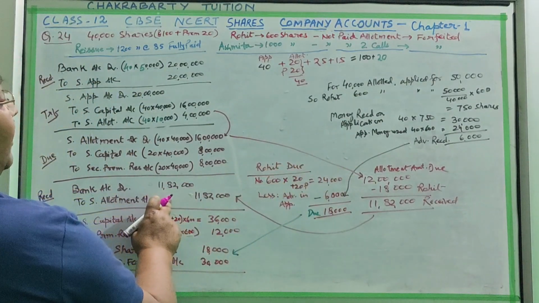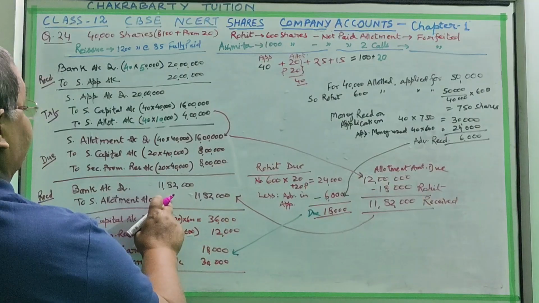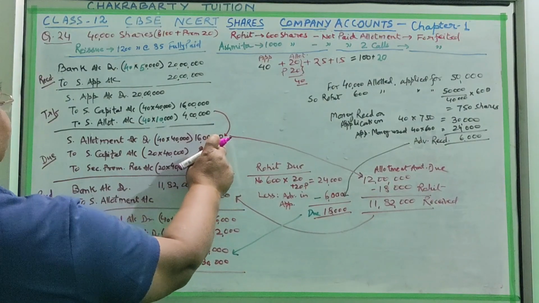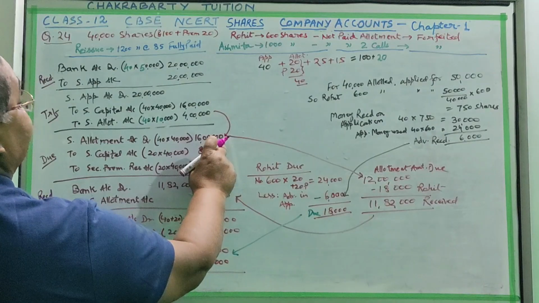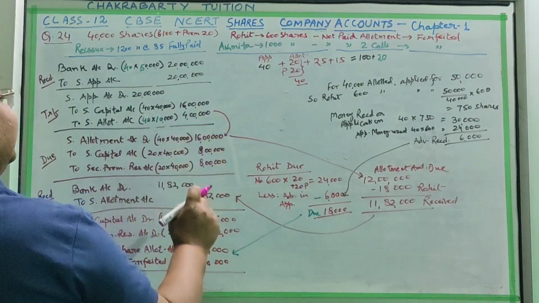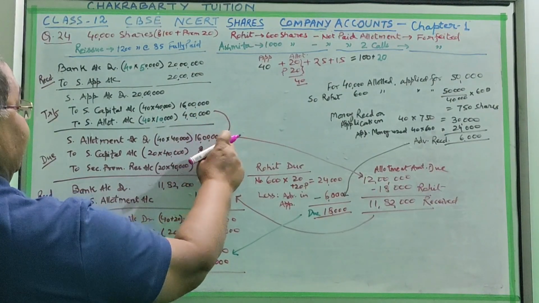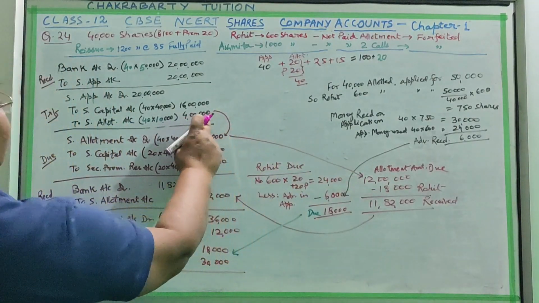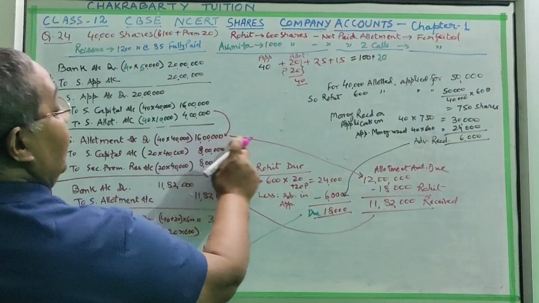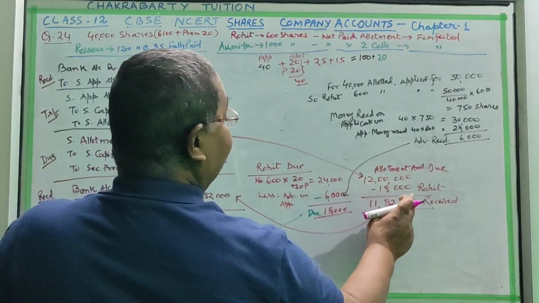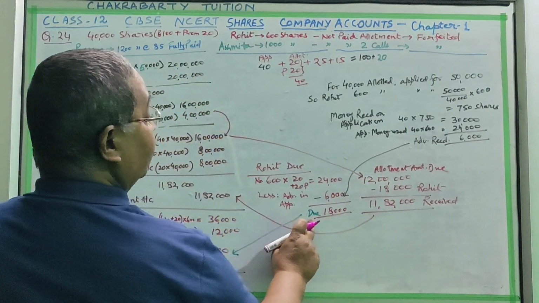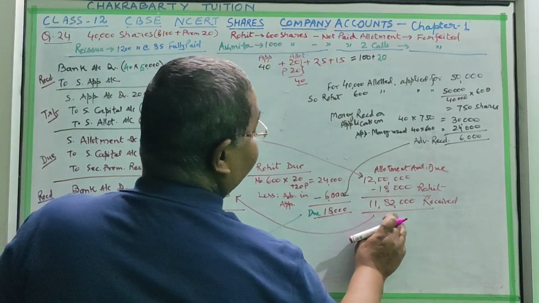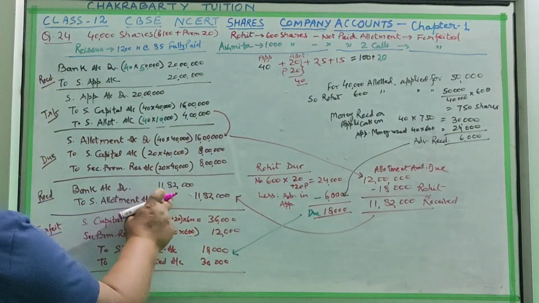From the bank account point of view, the amount due is 16 lakhs. Share allotment money due is 16 lakhs, but 4 lakhs already received. It means how much will you receive? You will receive 12 lakhs. 4 lakhs already received and 16 is due, so 12 lakhs you will receive. But Rohit has not paid 18,000. So it means how much you will receive? You will receive 11,82,000. This amount will come here.